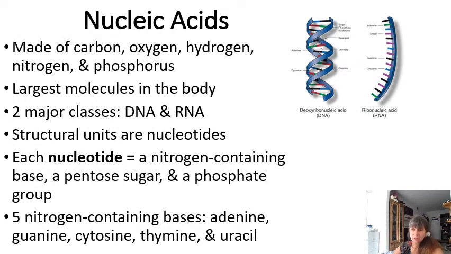Nucleic acids are the largest molecules in the body. They're made up of carbon, hydrogen, oxygen, nitrogen, and phosphorus. The structural units of nucleic acids are referred to as nucleotides, each nucleotide containing a nitrogen-containing base, a pentose sugar, and a phosphate group. There are 5 nitrogen-containing bases in nucleic acids: adenine, guanine, cytosine, thymine, and uracil.